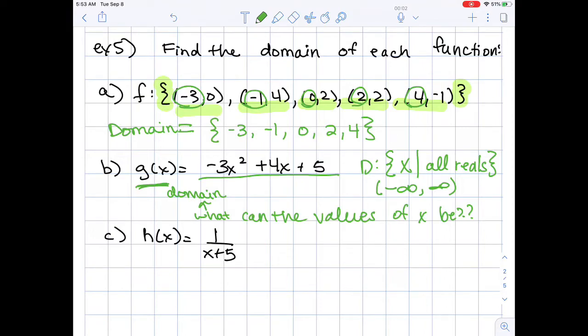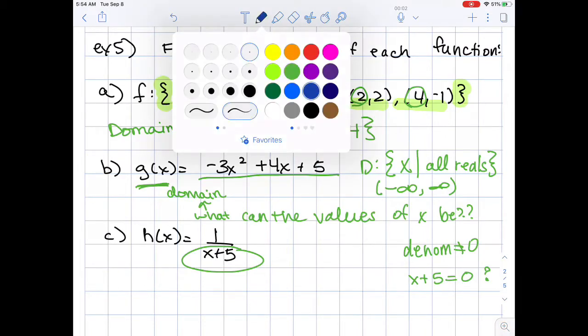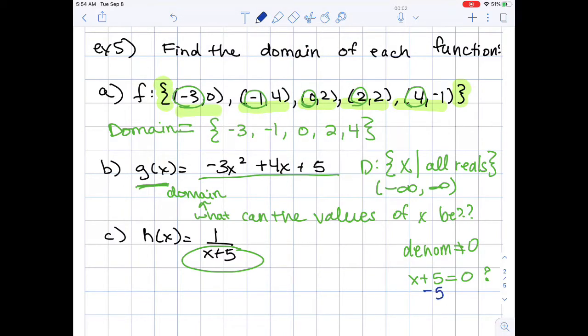And our last one, we're looking at what's the domain of h of x equals 1 over x plus 5. So remember, what can the values of x be? Well, I do know that because our variable is in the denominator, there is at least one value that it can't be, because remember, a denominator cannot equal 0. So what would make x plus 5 equal to 0? That's what we have to ask ourselves, because we don't want it to be 0. So we solve, and we get x equals -5. That would be the only problem.